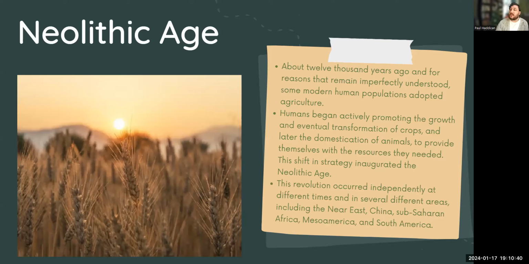This revolution is going to occur independently at different times in several different areas across the entire globe, including the Near East, China, Africa, Mesoamerica, and South America. It happens just kind of randomly in the same 12,000 period of years. But it happens randomly across the globe, different times, different structures, but all kind of basically the same, in a time that we do not have global communication. We barely maybe even have communication between groups, right?